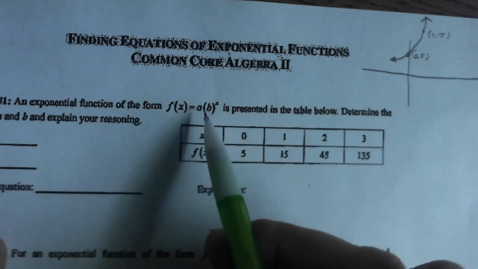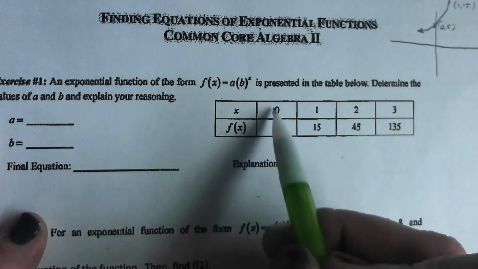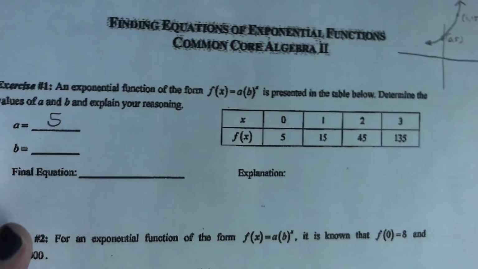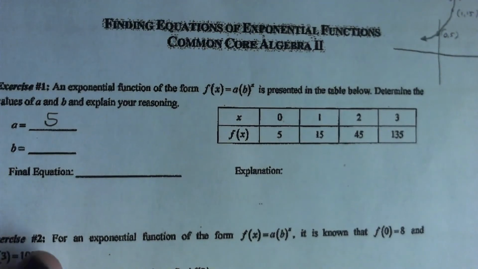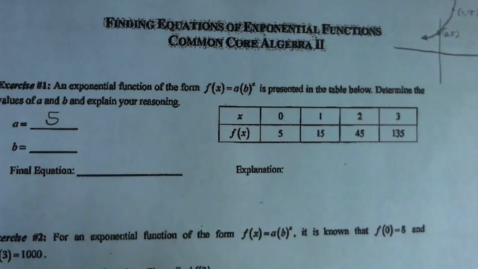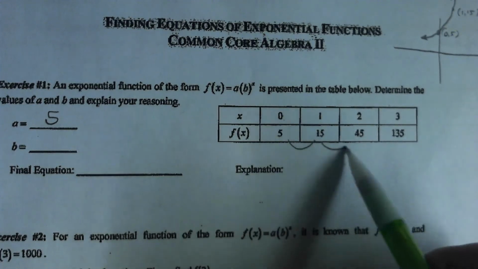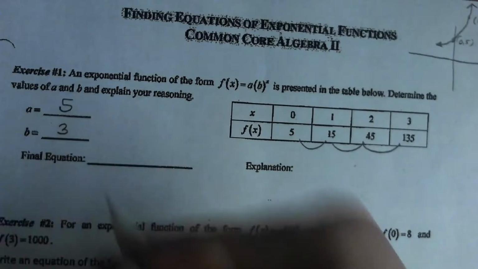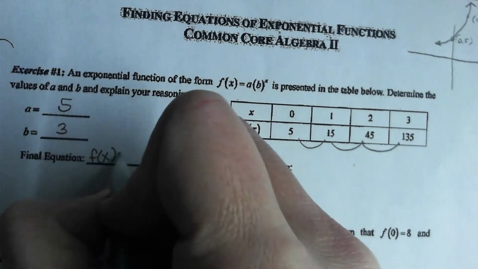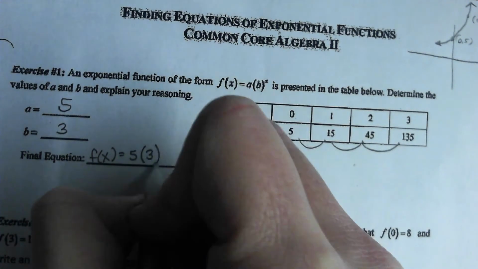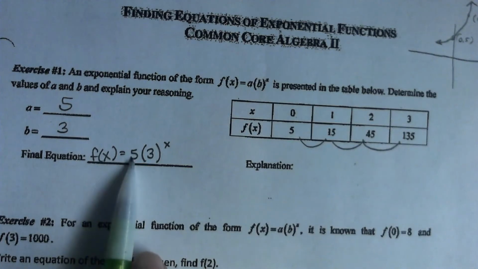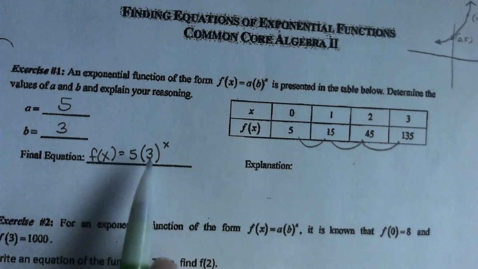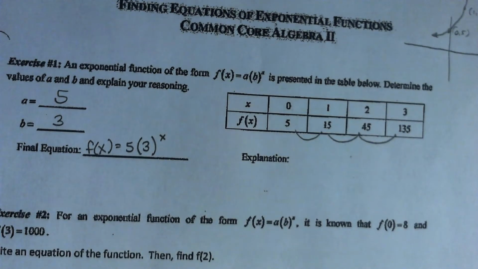So a is 5, as my y-intercept when x is 0. And what's my growth factor? What is each subsequent term getting multiplied by? 3. So here's your equation: f of x equals 5 times 3 to the x power. Y-intercept of 5, multiplier, growth factor of 3.